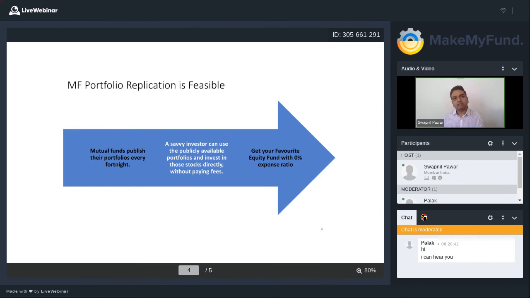Our claim here is, and we'll support it with a definitive process in the next slide, that if the portfolios are known every fortnight and they're relatively stable, a savvy investor can use this publicly available portfolio of his or her favorite mutual fund and invest in the same stocks, not pay any fees. Now, that means you actually get to do this with a 0% expense ratio effectively. We'll still pay brokerage, but these days the delivery brokerage is so low, it doesn't matter.